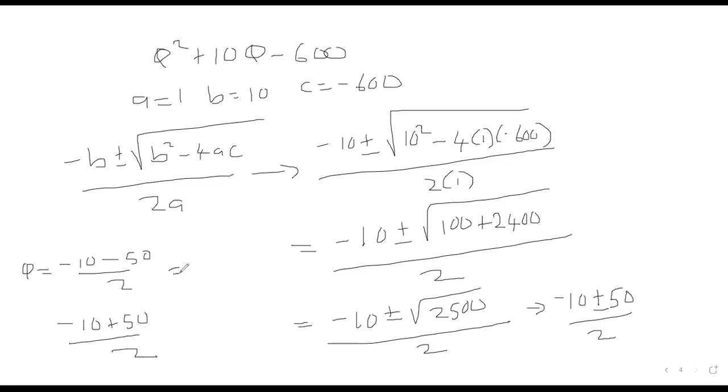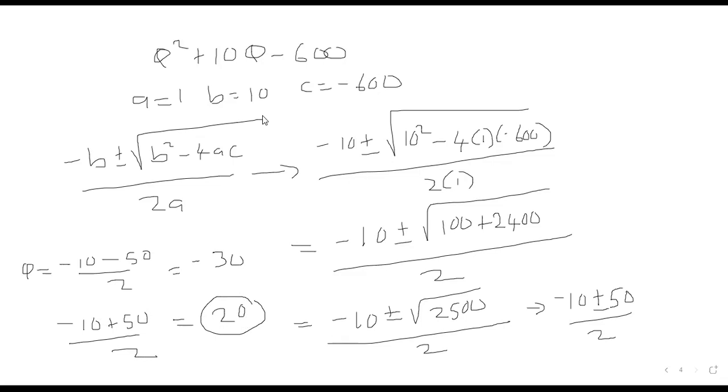20. So this one is giving us what? That's 60 over 2, which is 30. Then this one? That's 40 over 2, which is 20. So which quantity do we get? The positive one, since it's a quantity. All right. So this is the quantity that will maximize our profit.